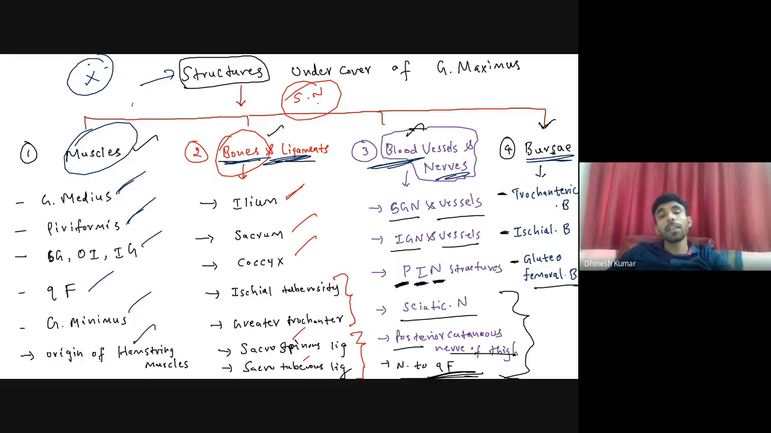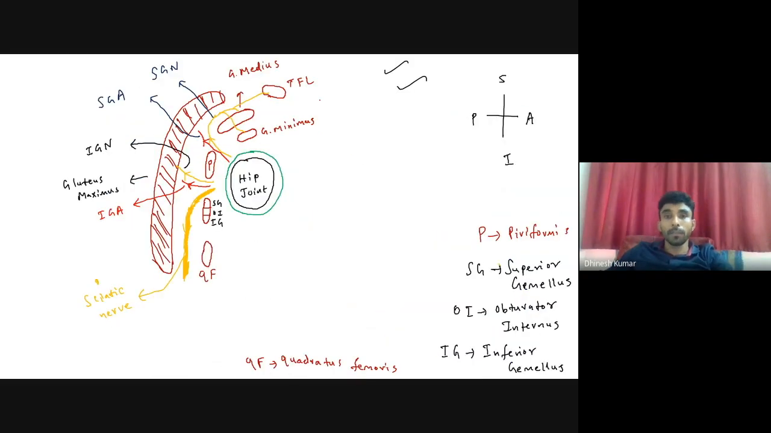What are the various structures under cover of gluteus maximus? Right? So this is a simple diagram for the structures under cover of gluteus maximus. You are able to see the hip joint. Whatever structures are located behind the hip joint, posterior to the hip joint, will be related to the gluteal region. You can see the largest and most superficial muscle of the gluteal region we have drawn here. That is gluteus maximus.